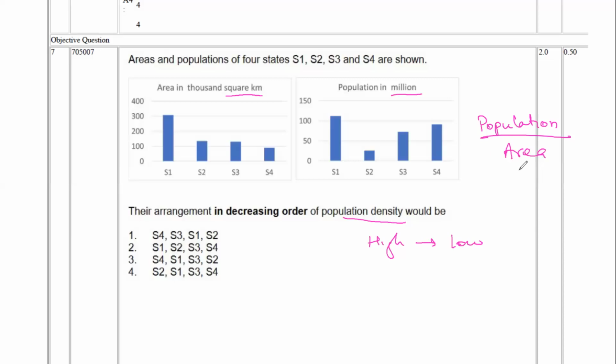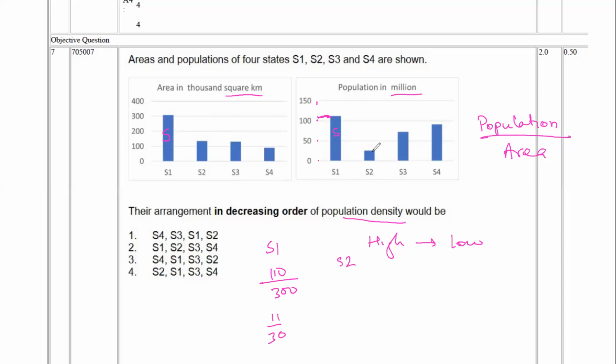It's not the other way around. 1 square kilometer per 1 million people, it doesn't work that way. So 1 million people per square kilometer. Therefore, we'll have to take this number upon this number. So if this is one, there's a gap of 50, 50, 50, and this is somewhere around 10. So S1 is 110, and this is 300 and something. So I'll just take it as 300. So this gives me 11 by 30.